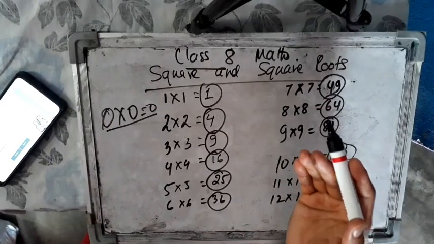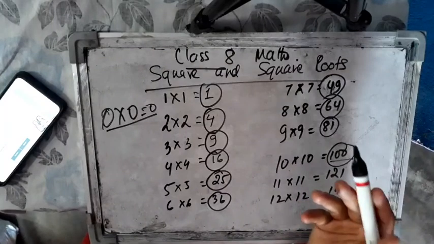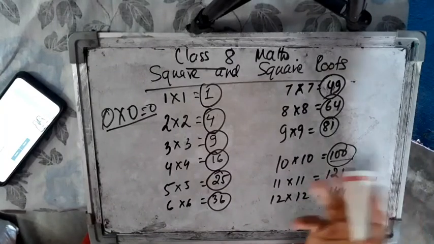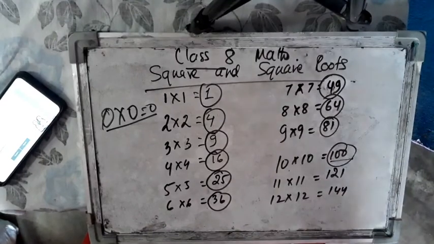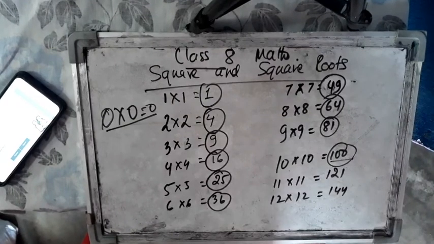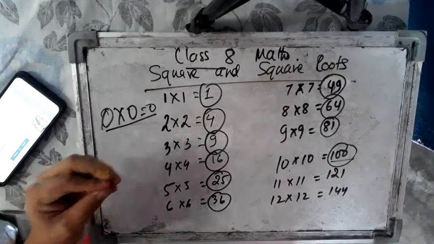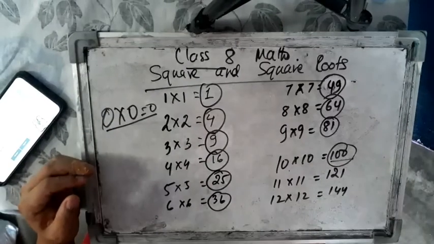So when you have to deal with the number or the square later on in various exercises, then 0 into 0, we will not be dealing with that number. That's why it's not very much important that we have to multiply 0 with 0.